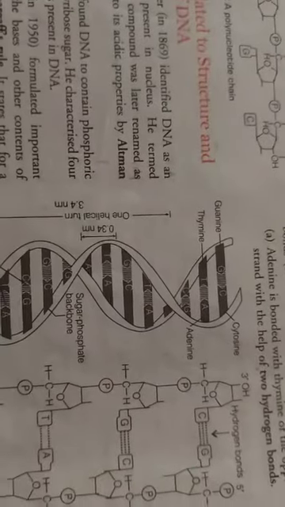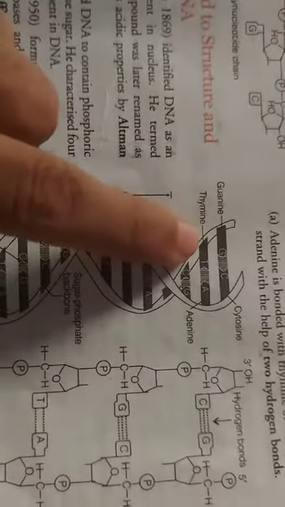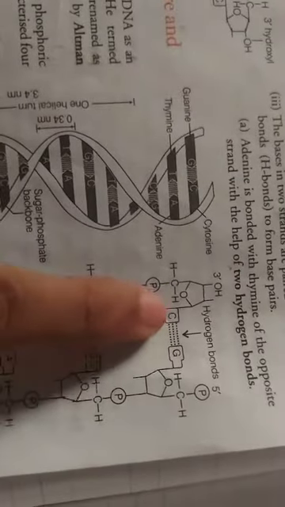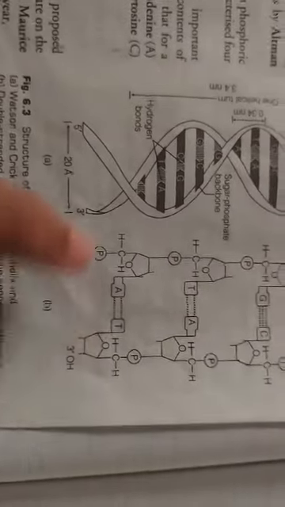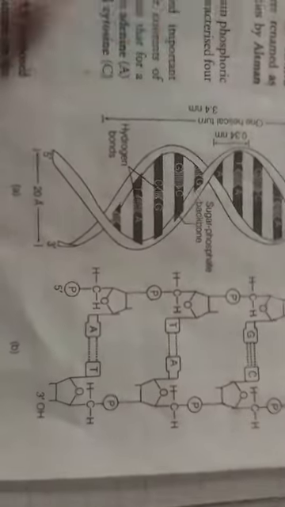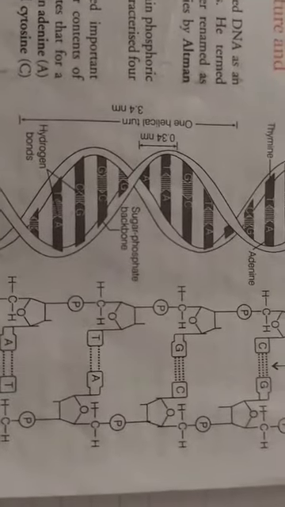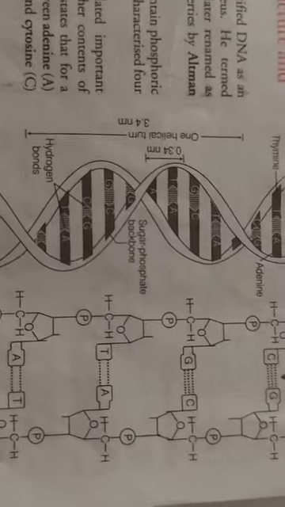You all can see in the diagram, that will be clearly understood. See, inward, the bases are being connected. Now the 5' ends are connected inward, and the 3' end will be a hydroxyl. If this chain is from 5' to 3', then this will be from 3' to 5'. That means antiparallel. The sugar phosphate backbone is here. Hydrogen bonds are present there.